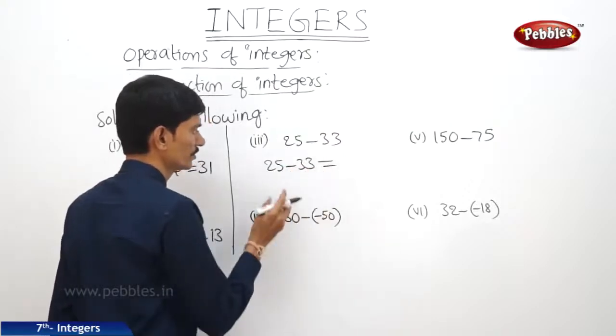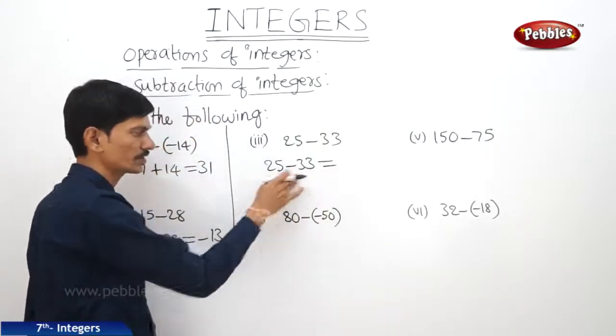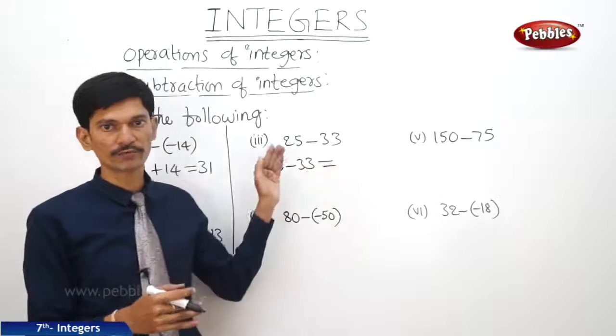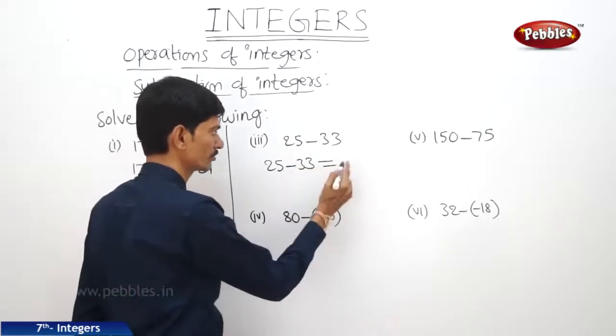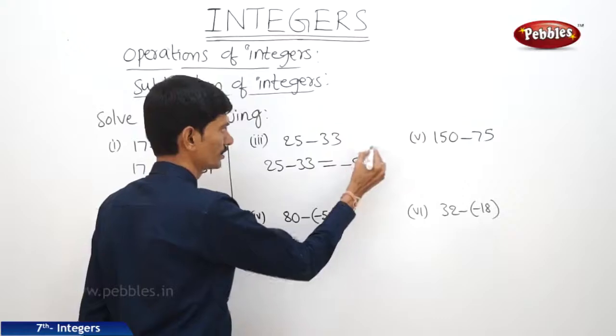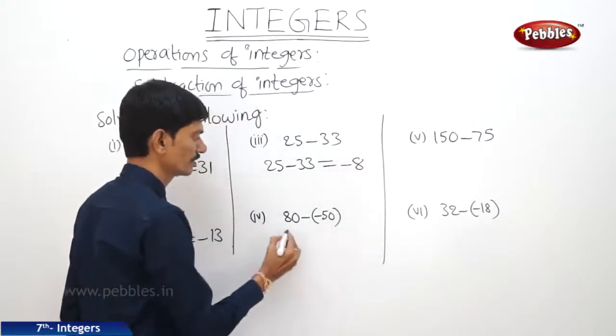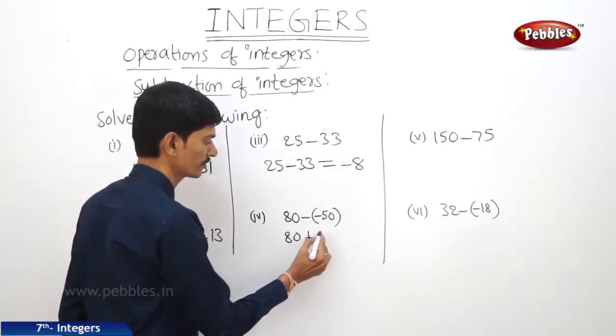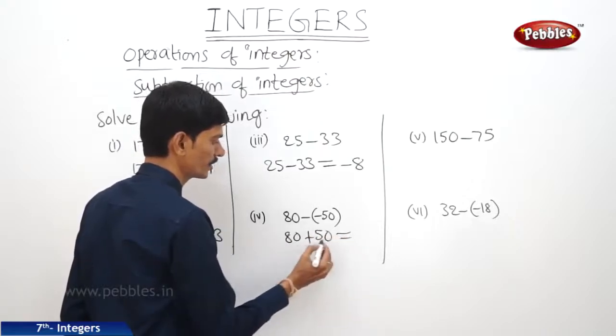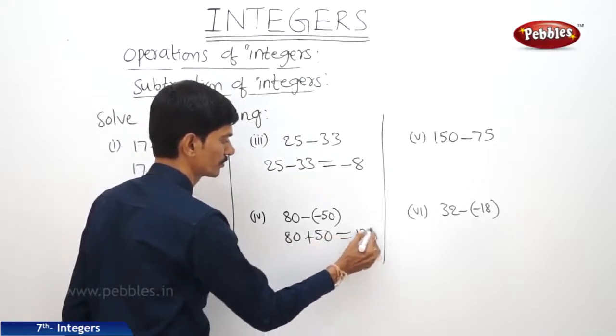Now this is equal to, let us subtract 25 from 33. So 33 minus 25 is 8, and the bigger number 33 has a minus sign, so we write minus 8. Then 80 minus of minus becomes plus 50. So 80 plus 50 is 130.